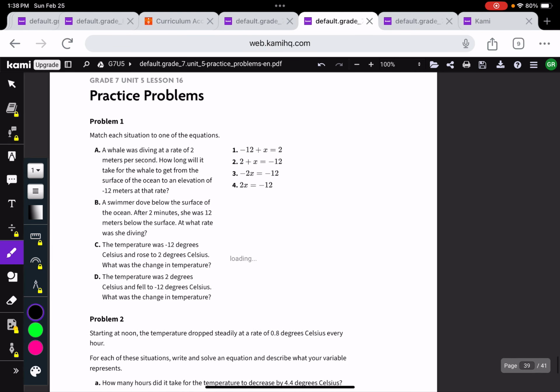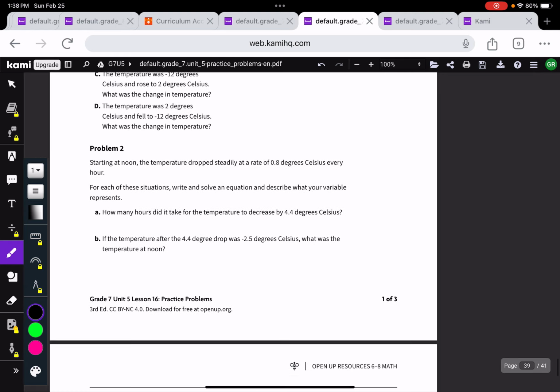And so your homework is lesson 16 to match each equation to one of these situations. So A, B, C, D, all these equations belong to one of those. I'll leave it up to you to try to think this through.